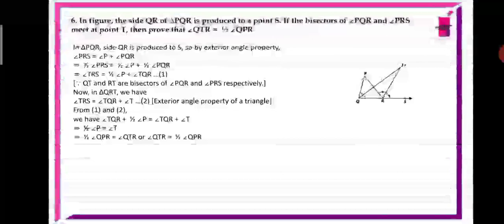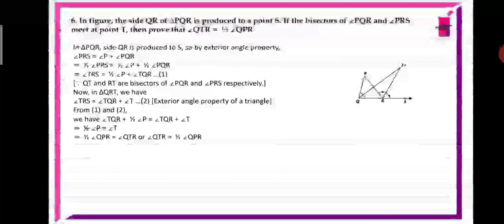In this entire problem we are going to use the exterior angle property, because the angles compared belong to two different triangles that have exterior angles. So based on that property we are going to prove this. In triangle PQR, the first triangle, side QR is produced to S. So by the exterior angle property, angle PRS equals angle P plus angle PQR.